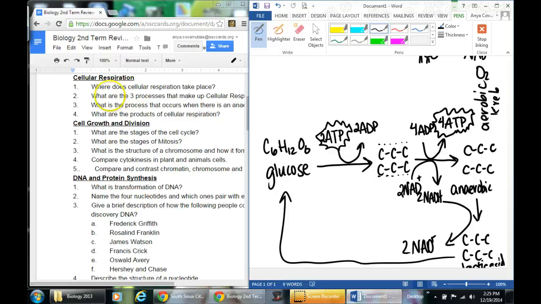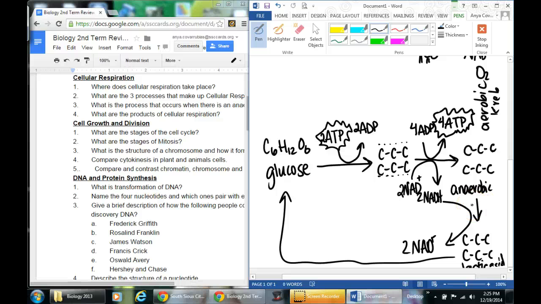Okay, so to answer these, where does cellular respiration take place? This is going to be inside the cell, around the mitochondria. That's why the mitochondria used to be called the powerhouse of the cell. What are the three processes that make up cellular respiration? That would be glycolysis, Krebs cycle, electron transport chain, and then the process that occurs when there is an anaerobic environment, that is going to be fermentation, what we just talked about.